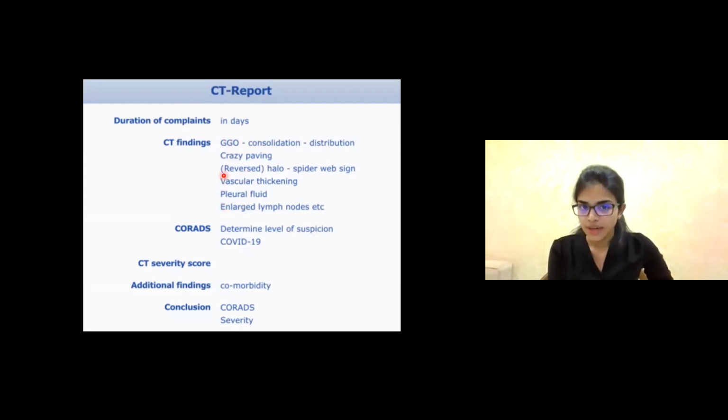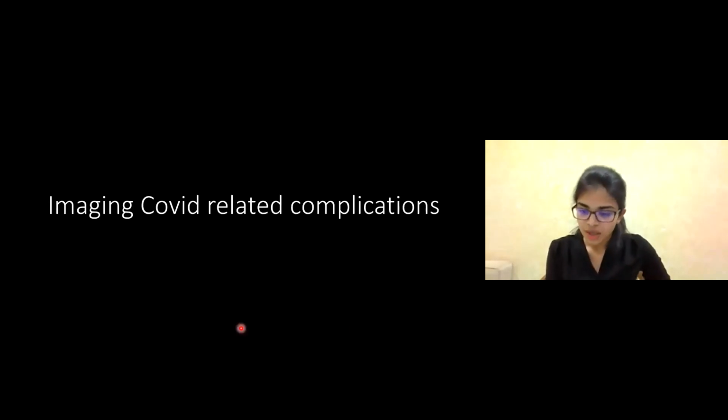Okay. So finally, I hope now you can understand the purpose of giving the duration in the report, and then the different findings that are explained in the report: the CORAD score, the severity score, additional findings, and finally the conclusion. Right. Okay, so the discussion will be incomplete if I don't talk about COVID-related complications.